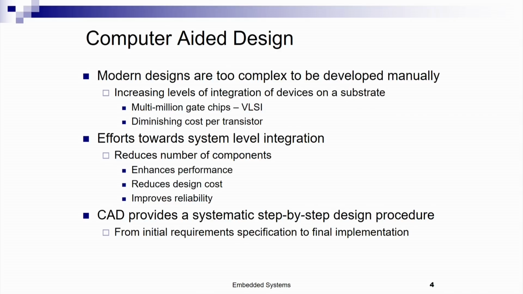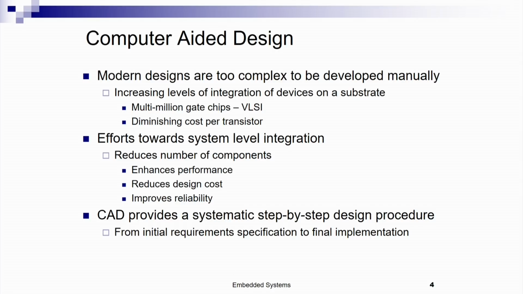So, now we have platforms or chips which contain multi-million gates, extremely high levels of integration within the chip, and therefore, we have diminishing cost of transistors. So, the amount of functionality that we can put into a chip is increasing, and therefore, more and more complex embedded systems are being designed, and these complex embedded systems are difficult to design manually. We have higher efforts towards system level integration. Now, we are designing SoCs.